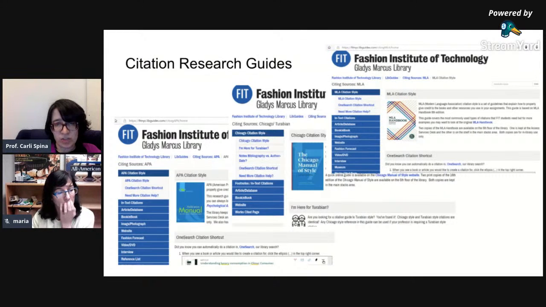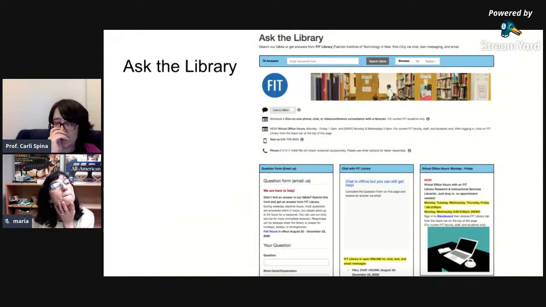Books from our collection, how to cite things like fashion forecasts, images and videos and museum items, all the sorts of things that might be more difficult to find in other websites. So I would highly recommend that you look at these resources since they are really geared specifically towards the needs of FIT students. And then the final way that you can get help is by asking us.